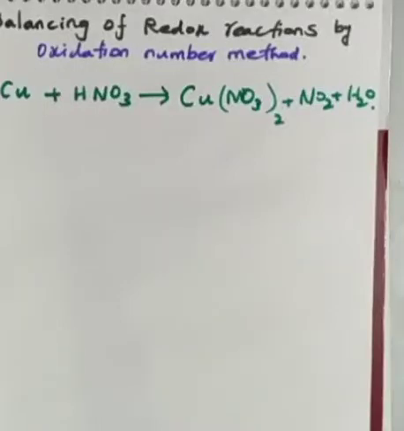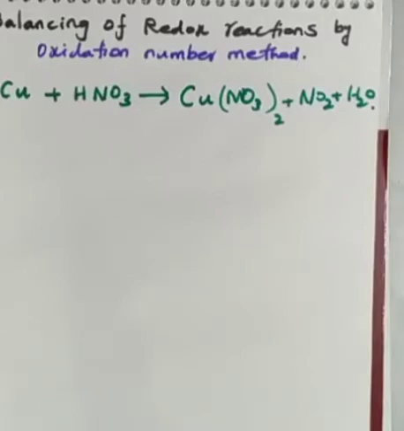Balancing of redox reactions by oxidation number method. Students, you studied in your lower class how to balance the reaction. The elements or compounds present in the left hand side should be equal to the right hand side. So we equate the left hand side elements with the right hand side elements.